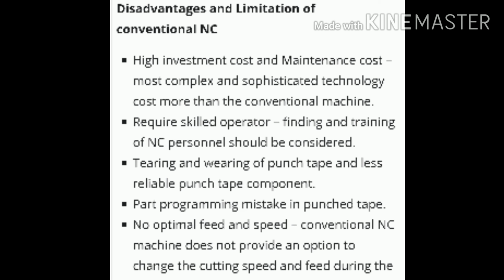The main disadvantage of the numerical control system is that with continuous use, wear and tear of the punch tape occurs. Hence, the lifetime of the program is reduced. At the same time, there are very high chances of mispunching the holes in the punch tape. And for every new part program, a new punch tape is required to be manufactured.